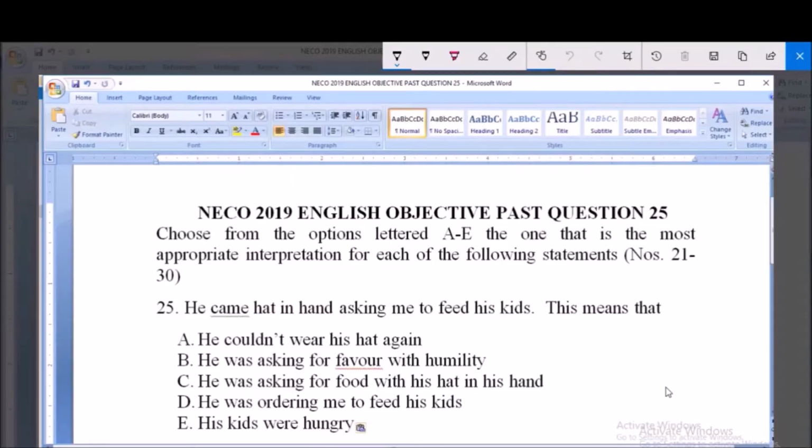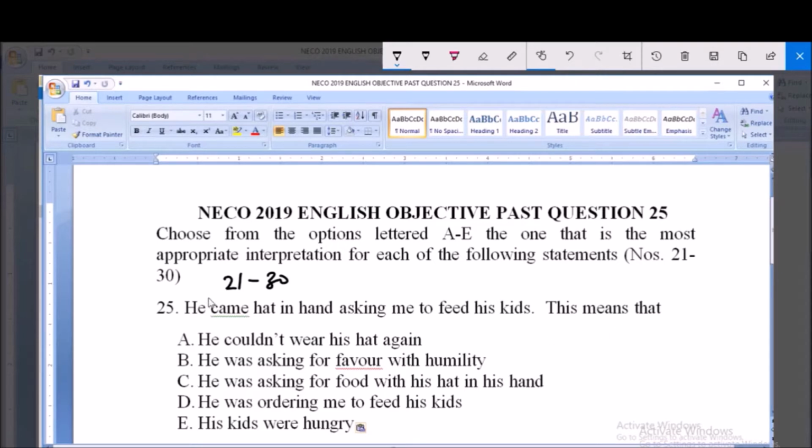Welcome. This is NECO year 2018 English objective past questions, question number 25. And to this question, the instruction here says choose from the options lettered A to E the one that is the most appropriate interpretation for each of the following statements. And this instruction, we're going to use it to answer question number 21 to 30. So this is question number 25, and to this question the sentence says he came hat in hand asking me to feed his kids.